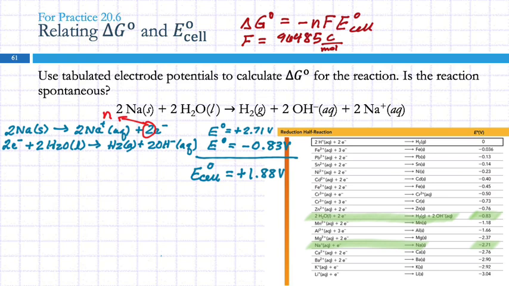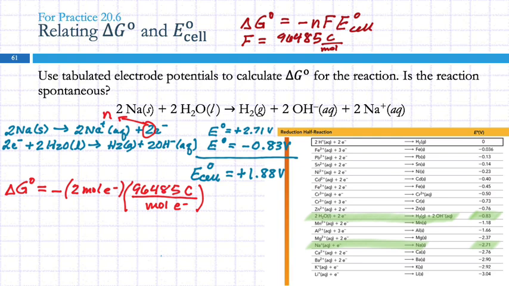Okay, so now we can calculate delta G. Delta G0 equals negative nF E cell. So negative, and n is 2 moles of electrons, and F is 96,485 coulombs per mole of electrons, times the standard cell potential, plus 1.88 volts.